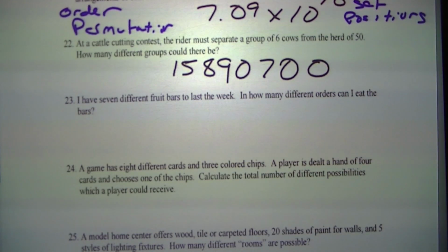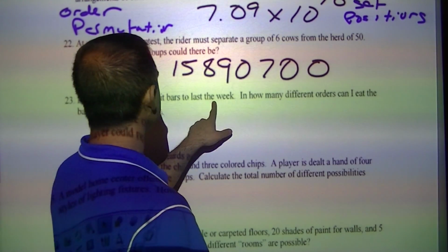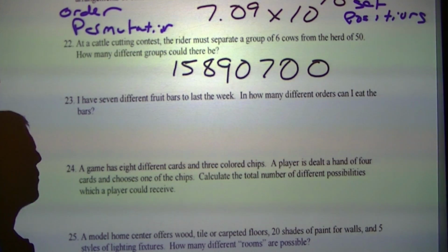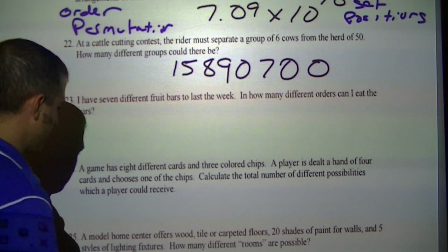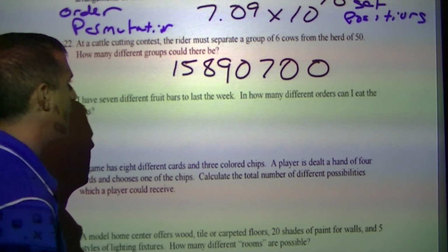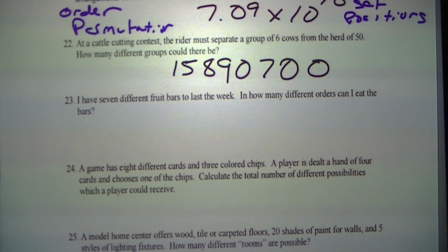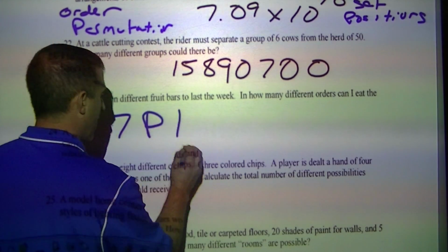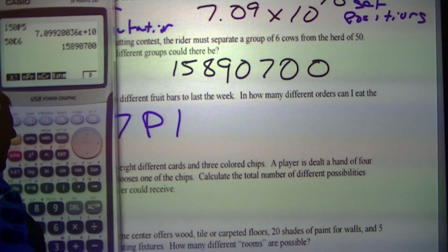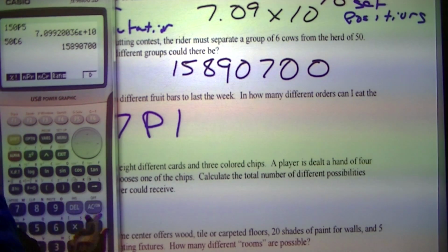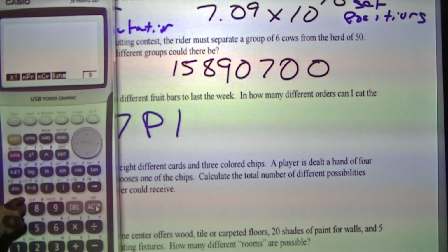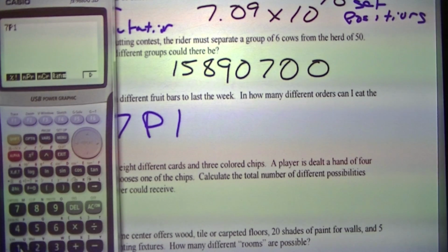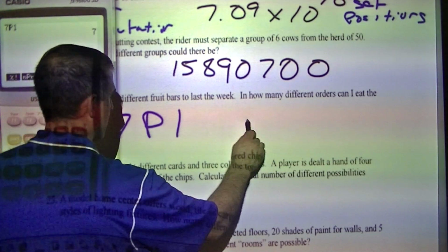I have 7 different fruit bars to last the week. How many different orders can I eat those? Here's the idea. I believe what this is trying to say is you're going to eat 1 a day. So 7P1, because there's a set spot. Monday would be a spot, Tuesday, whatever. That's what I'm going to assume. So 7P1 gives me 7 ways to do that.